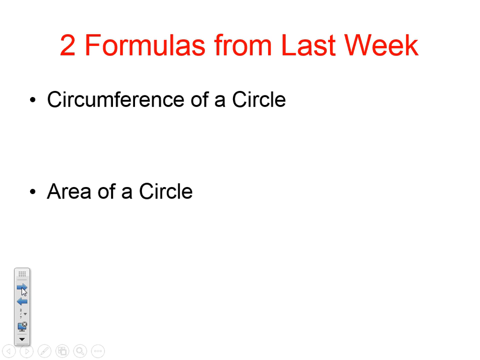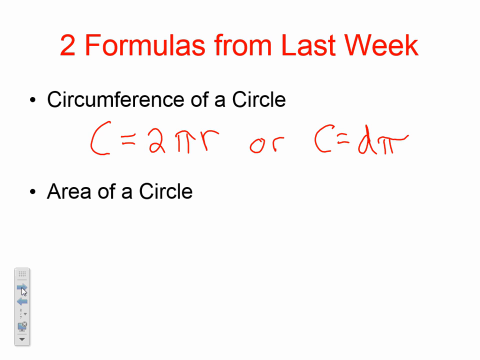First thing, we're going to just refresh ourselves. From last week, we talked about two formulas: the circumference of a circle and the area of a circle. Circumference could either be written as C equals 2 pi r, or we could write it as C equals D times pi. Either way works. Area of a circle is area equals pi r squared. We're going to be using these next few days, so make sure that we have those in our notes, on our formula sheet.